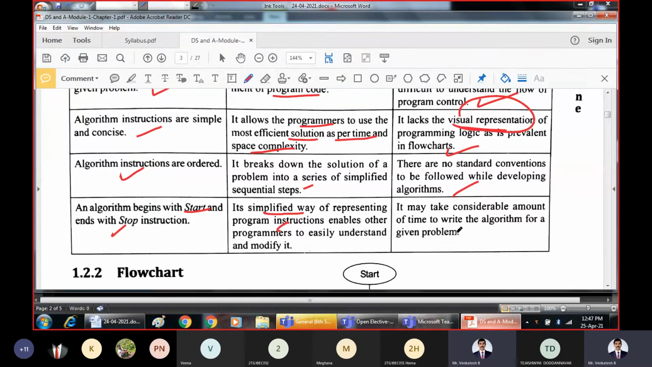Another disadvantage is that it may take a huge amount of time to write the algorithm for the given problem. When some problem is given to you, it may consume more time to write the algorithm. As you study the course, you will find it easy to write the program directly before you write the algorithm.